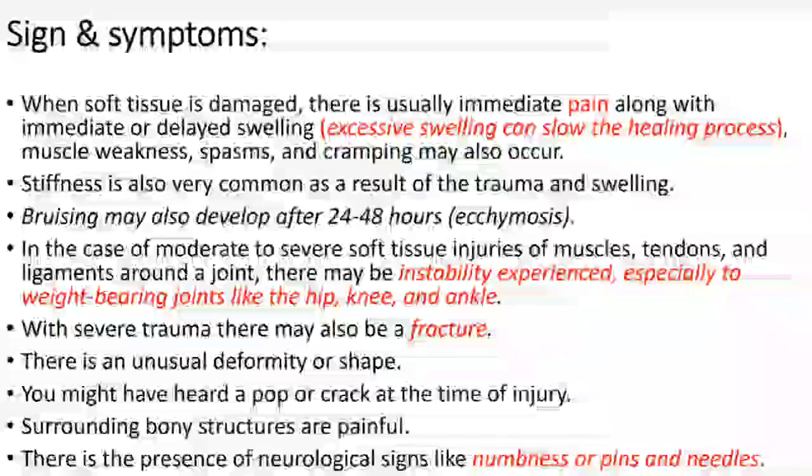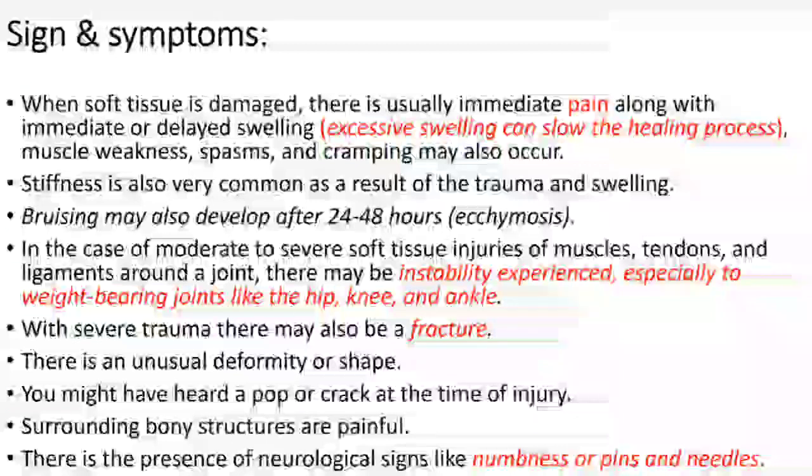In the case of moderate to severe soft tissue injuries of muscles, tendons, and ligaments around a joint, there may be instability experienced, especially to weight bearing joints like the hip, knee, and ankle. With severe trauma, there may also be a fracture.